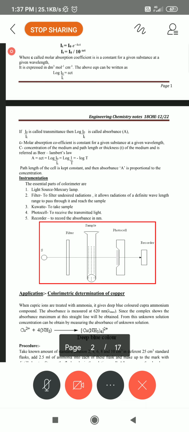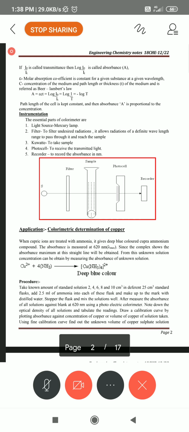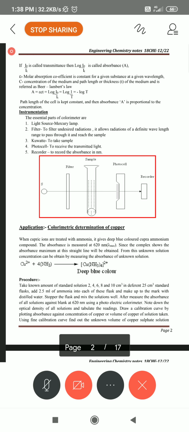The proportionality sign we can remove using epsilon, the coefficient of absorbance, so A is equal to epsilon C t. That is, the absorbance is equal to log of I naught by I. Here I naught is 100 percent, meaning 1, so log of 1 by T is equal to minus log of T. This is what we can explain in the theory of the colorimeter.